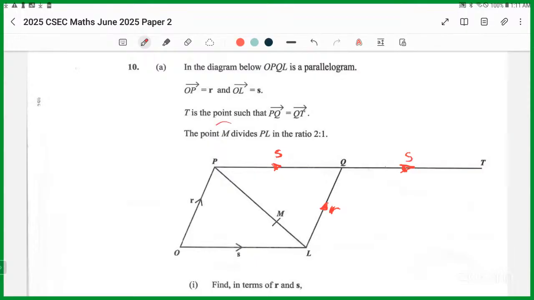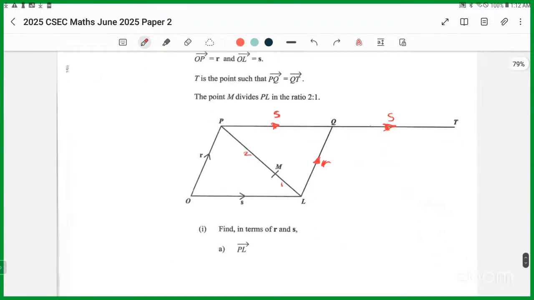Then it says the point M divides PL. This point M divides PL in the ratio 2 to 1. So this is 2 parts, this is 1 part. So the total parts on the line is 3. This part of the line is 2/3 of the whole line, and down here is 1/3 of the whole line. All right. I'm going to need those ratio numbers on the diagram. 2 parts, 1 part. It says find in terms of R and S the vector PL.